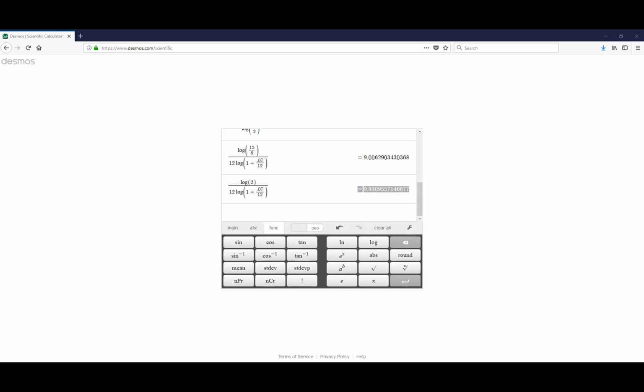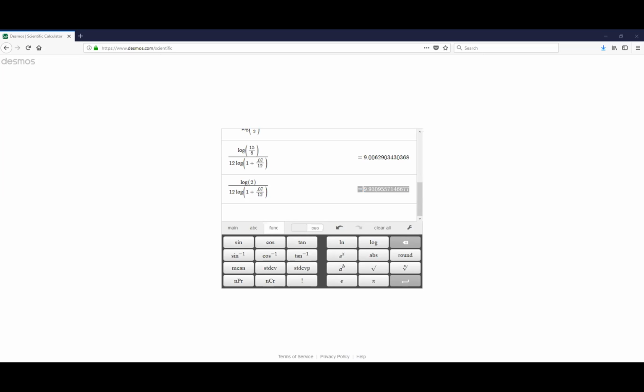Now that you've had a chance to work this out, I'll work this out with you. We want to find how long it takes for this $12,000 that's invested at 8% compounded monthly to grow to $15,000.